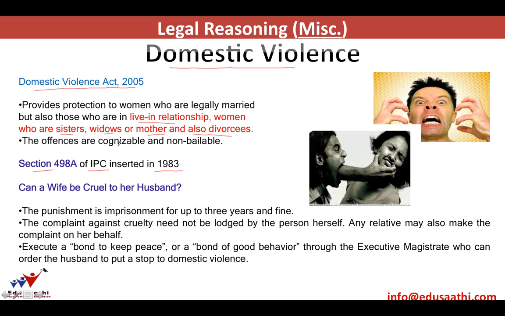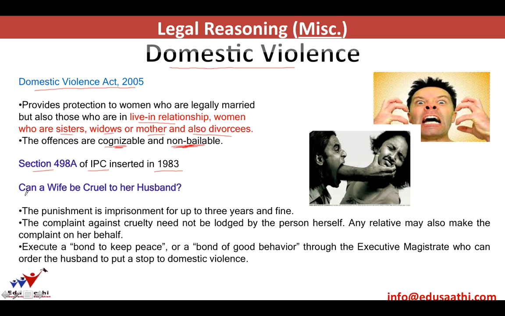The offenses are cognizable and non-bailable. So you would have understood the meaning of cognizable and non-bailable by now. Cognizable is when the case is taken up by the judicial magistrate, and when arrests can be made by the police, and it's a non-bailable offense wherein bail is not given to the offender.